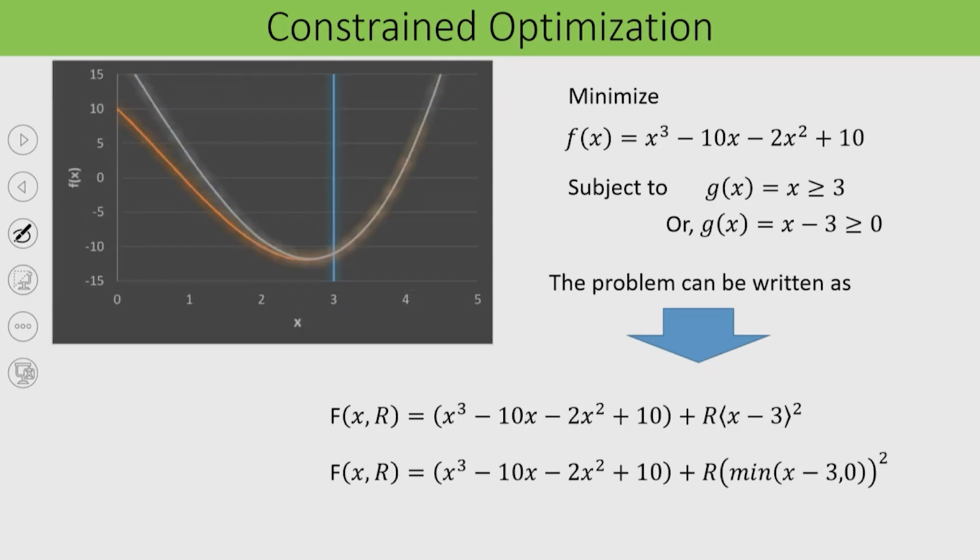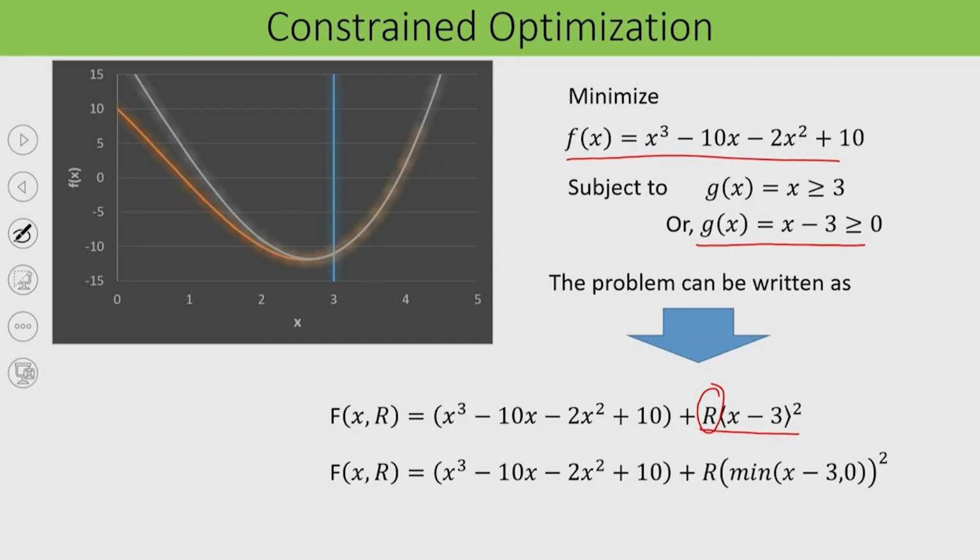Now if I plot it, what I am getting here is again this function, and I am writing g(x) equal to x minus 3, and then I am putting this bracket operator and multiplying with r. I will explain what r is. So r is nothing but a penalty parameter. I will explain the significance of r.